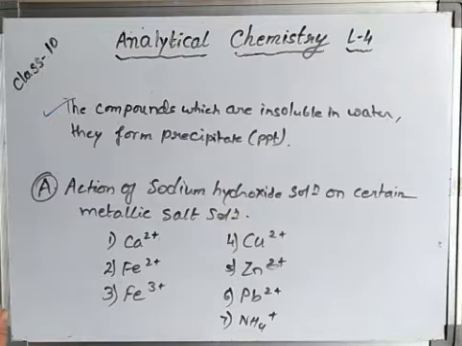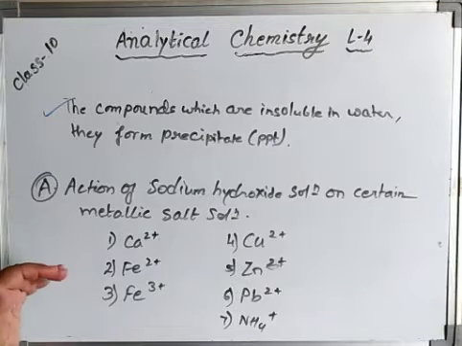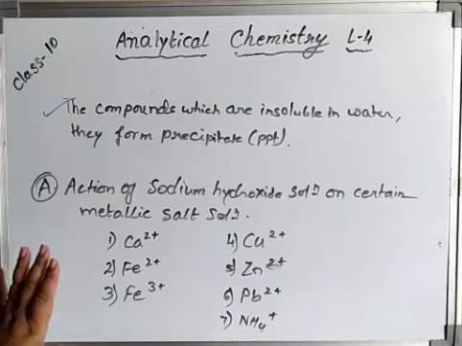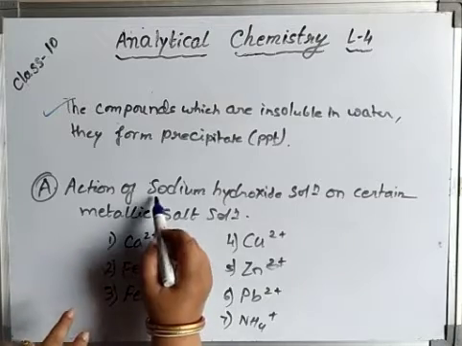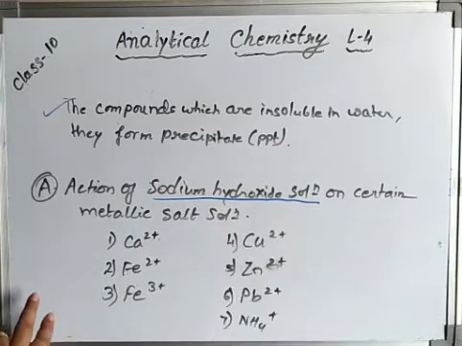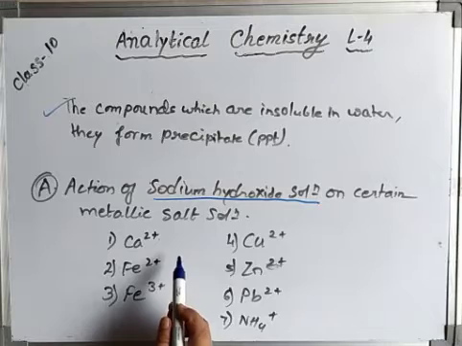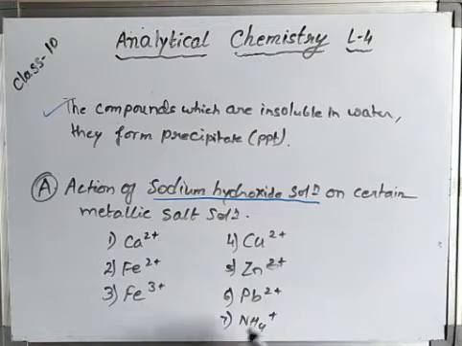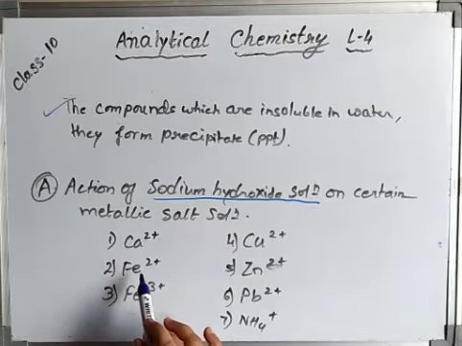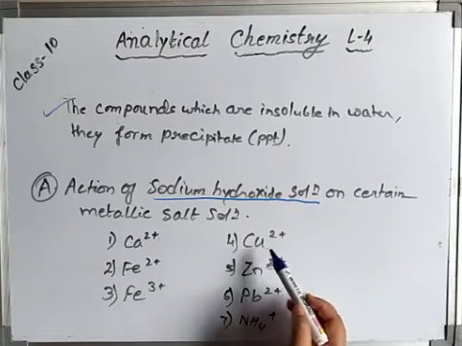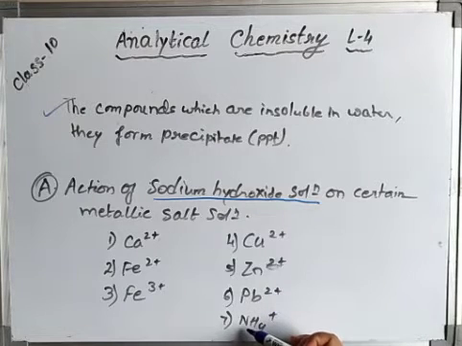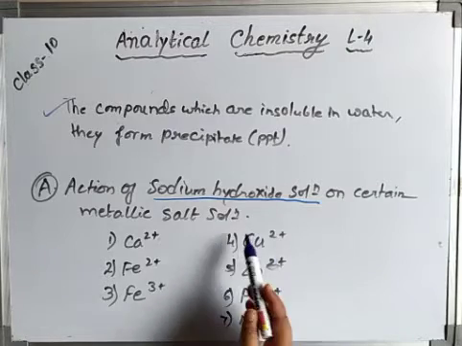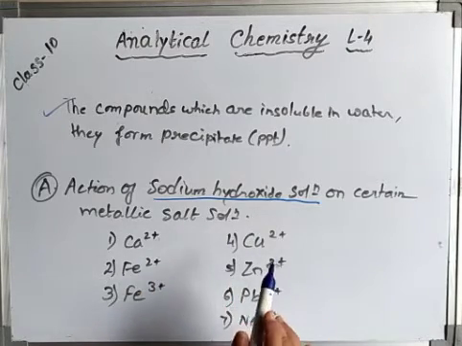Now, first we will see with the first reagent how the cations of the metallic salts behave. So, let us see the action of the first reagent on the metallic salt solution. We will take sodium hydroxide solution. We will discuss today a few cations like calcium, ferrous, ferric, cupric, zinc, lead, lower valency we will take, and lastly the ammonium. So in this way we will discuss all in the form of reactions.